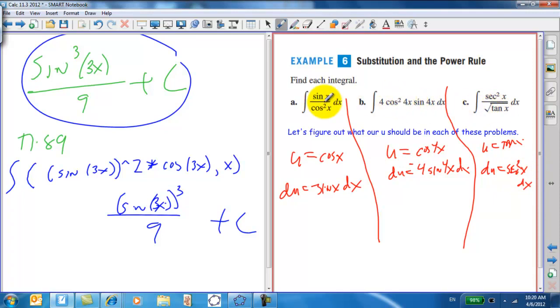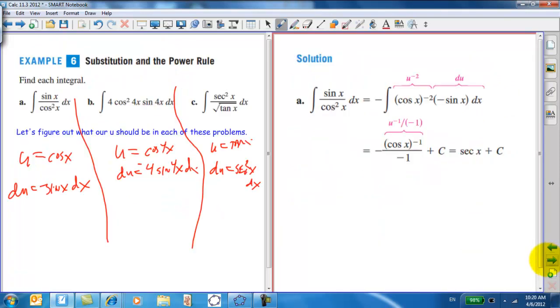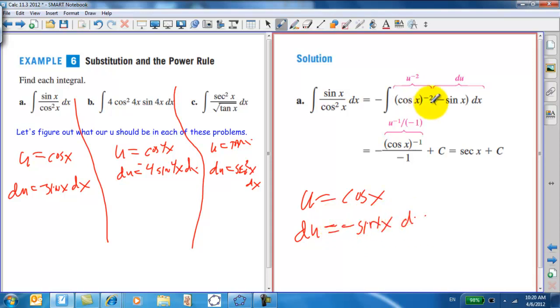So notice how we went to the inside of the chain of functions, sort of ignoring the other one for a while, and it turns out to be the derivative of what we need. So look at this first example, sine x over cosine x. There's our u, which we pick as, remember, u equals cosine x here, and that becomes u to the negative 2. And then negative sine x dx is our du. And there you have it. And you end up with secant x plus c.